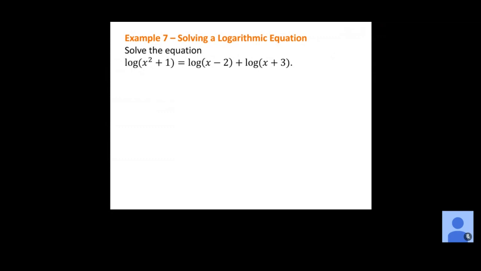Multiply, right? So remember we said if there's addition here, when we put those together into a single log, as long as they have the same base, we're going to multiply what's inside. So I'm going to have log of x squared plus 1 on the left equals the log of x minus 2 times x plus 3 on the right.